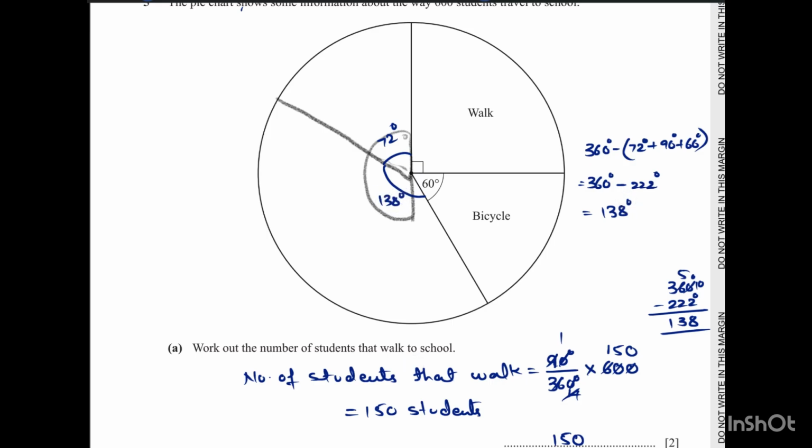So you can just complete your pie chart. If you want me to show the exact pie chart with the protractor and angles, please comment in the comment box, and then I will make the video for that on another app and put it in the description.